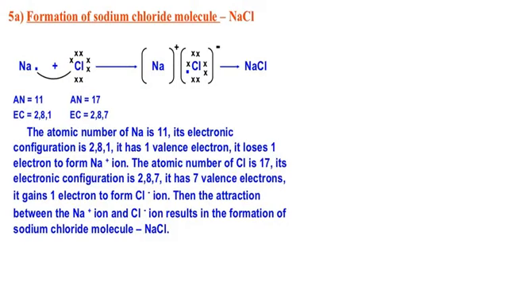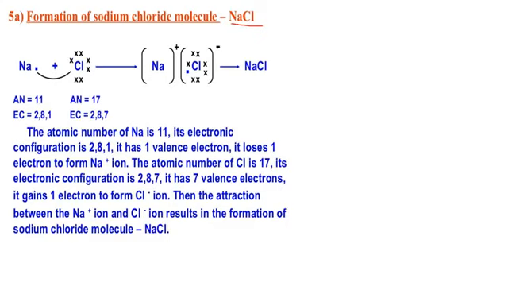Now coming to the formation of sodium chloride molecules. We have seen that metals are electropositive in nature and non-metals are electronegative in nature. So one wants to lose an electron and the other wants to gain an electron. This can be a very good barter system. One can lose, the other can gain, so they can easily come together. And why can they come together? Because they are oppositely charged.